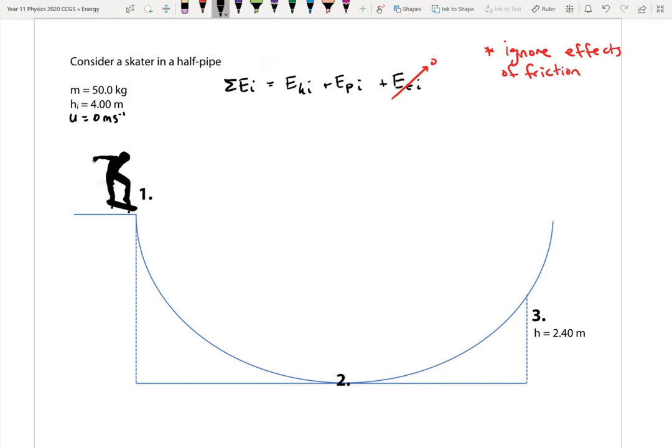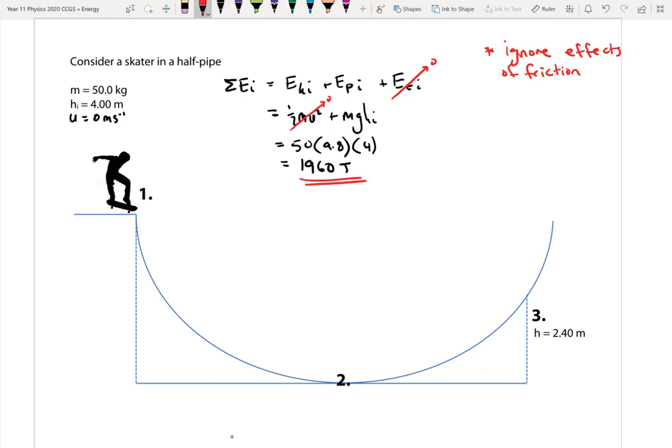Now, we could write it out one further step. That's a half mu squared plus mgh initial. Well, conveniently for us, we've got no initial kinetic energy. So the total initial is simply because he is a 50 kilogram person in a gravitational field that is 4 meters above the ground. So we have a total initial of 1960 joules.